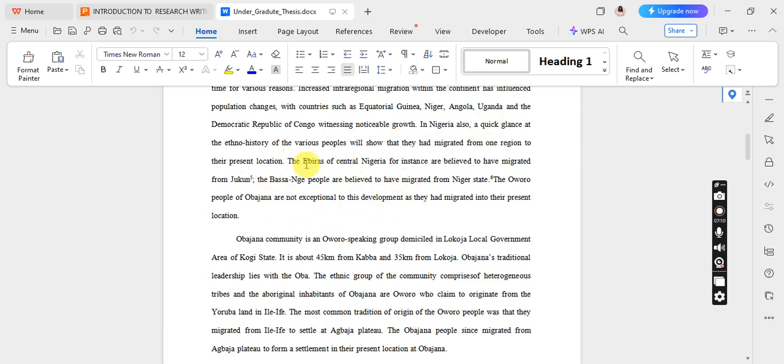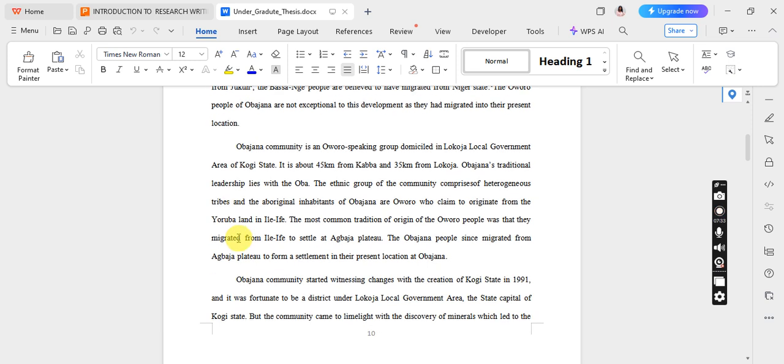In Nigeria, a quick glance at the ethnohistory of various peoples will show that they had migrated from one region to their present location. For example, the Ibiro of central Nigeria are believed to have migrated from Jukun. The Basange people are believed to have migrated from Niger State. The Oworo people of Obajana are not exceptional to this development, as they had migrated into their present location. You now see they are bringing it down to the Obajana people. So that is what your background of the study deals with.